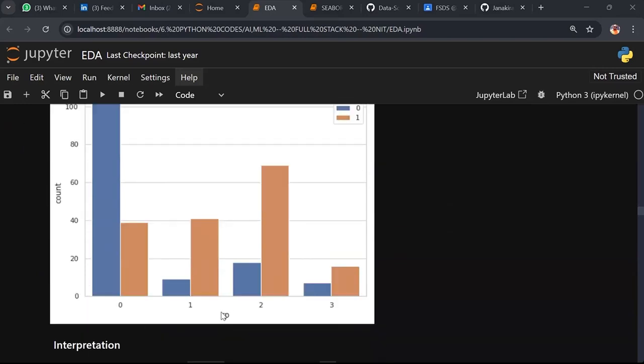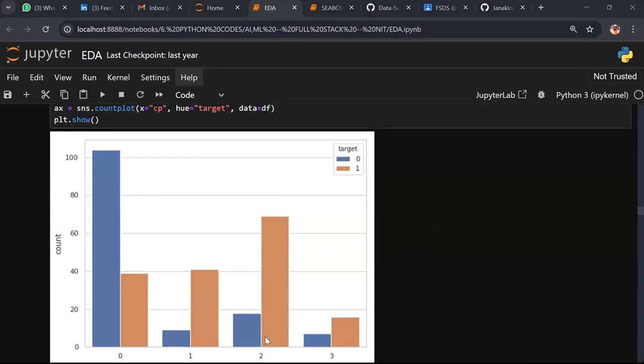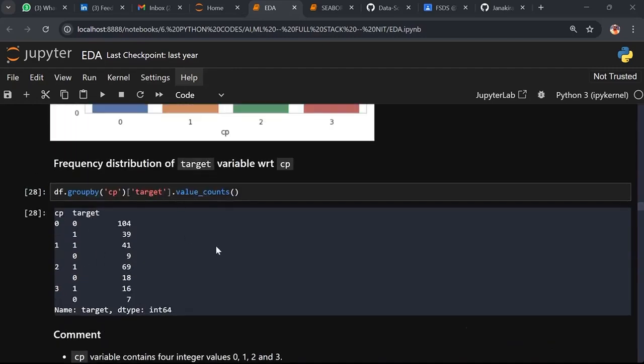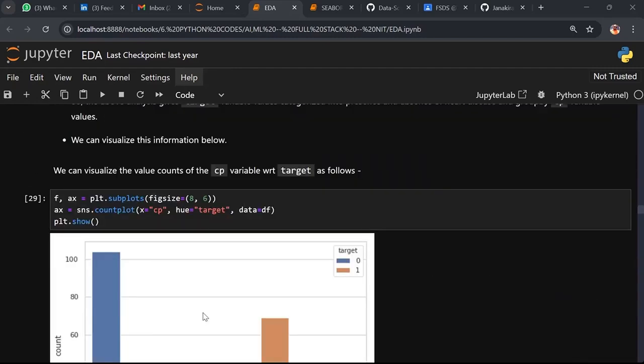Do you see the 0, 1? What is exactly 0, guys? Female. What exactly is 1? Male. So 2, 3. You can find out all the chest pain over here. Group by value count.